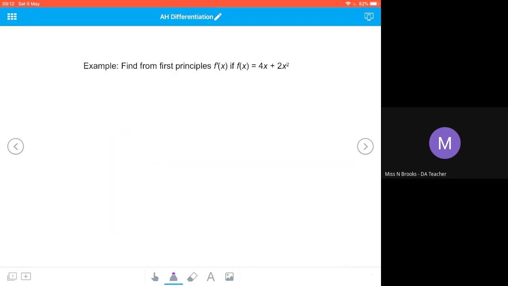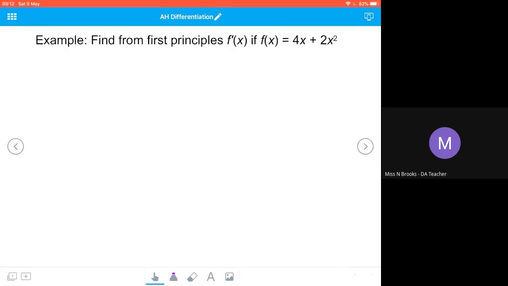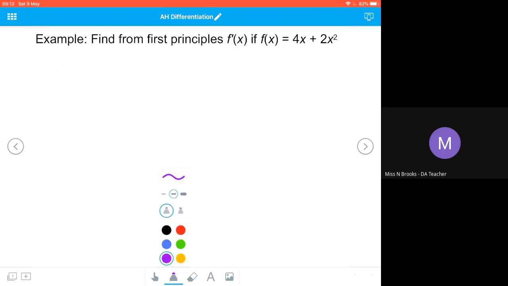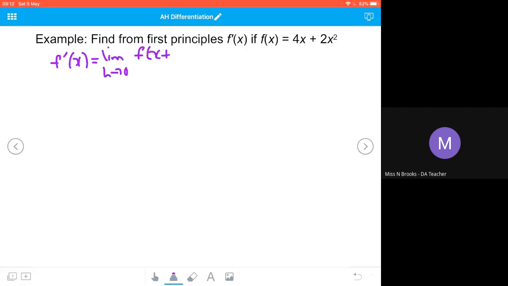So the next example we're going to look at is finding from first principles f dash x if f of x equals 4x plus 2x squared. So step 1, write down my differentiation from first principles. So f dash x equals the limit as h tends to 0 of f of x plus h minus f of x all over h. And again, I want to substitute in my 4x plus 2x squared.